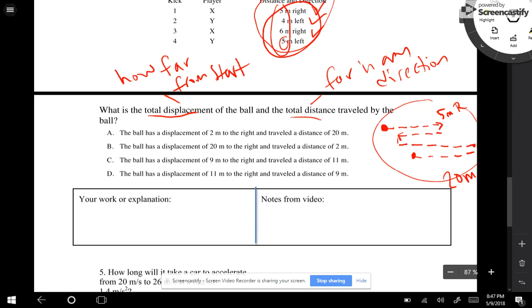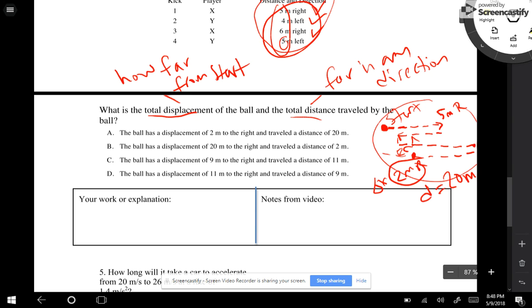Technically this is all on one line, but it'd be hard to see if I just keep going back and forth, so I drew it a little bit down. But you could see I'm basically 1, 2 away. So I'm 2 over to the right. I started here, I ended here. That's 2 meters to the right. That would be my displacement. So that's my delta x, my displacement.